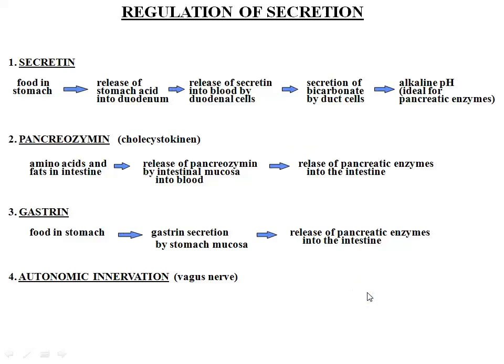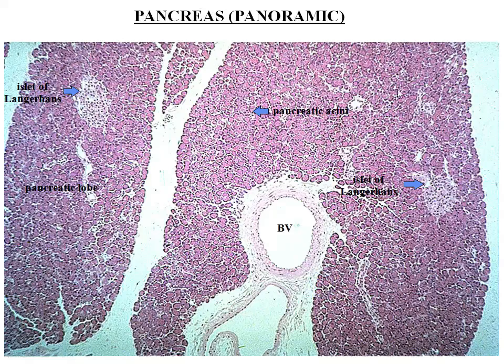Then regulation of this secretion takes place with the help of secretin, pancreozymin, gastrin, and autonomic innervation, the vagus nerves. Okay, we don't have to go into detail of this physiology. We are much more confined to pancreatic histology here.